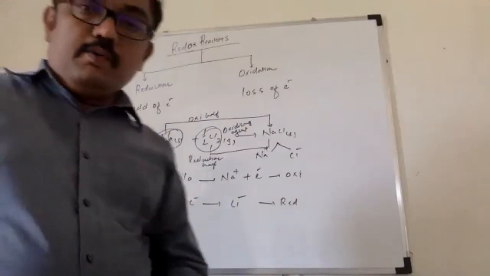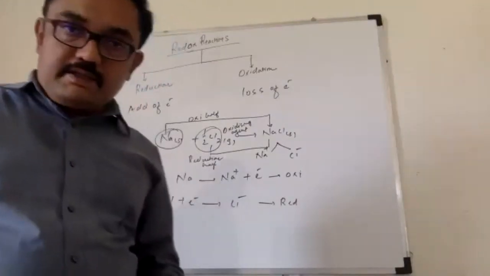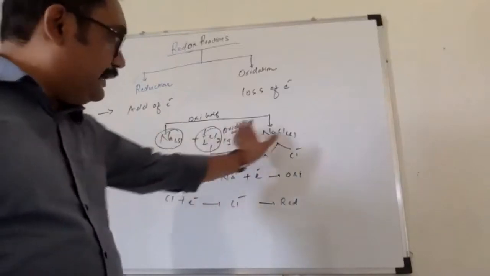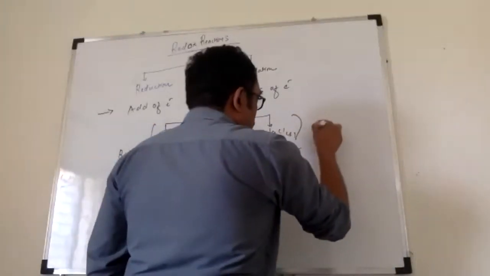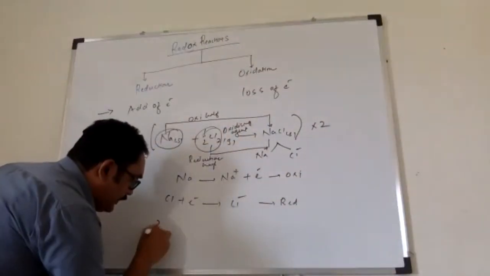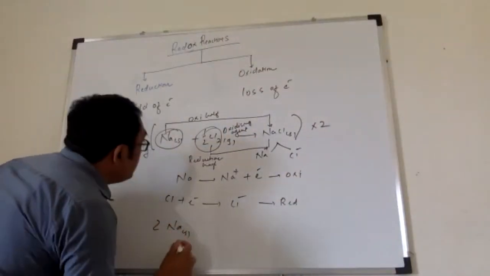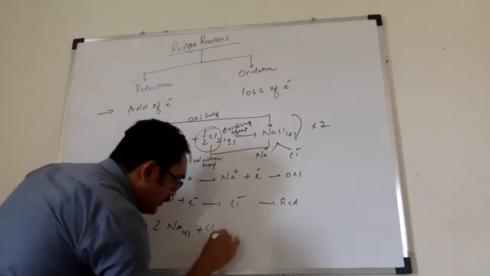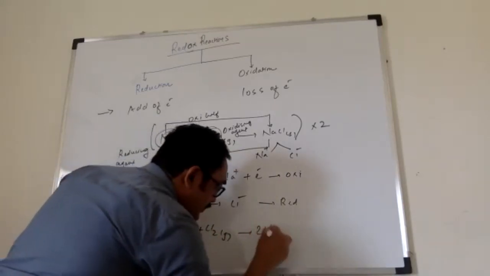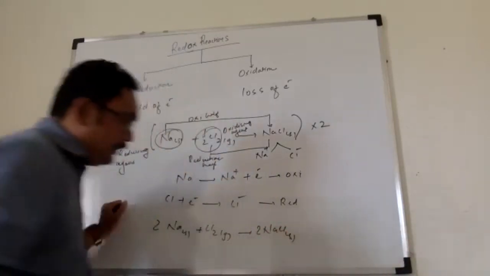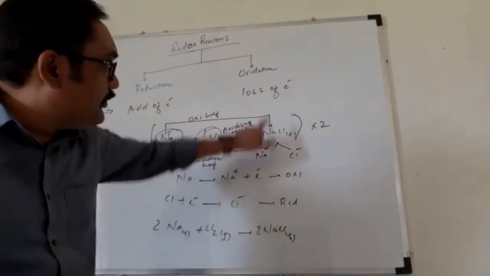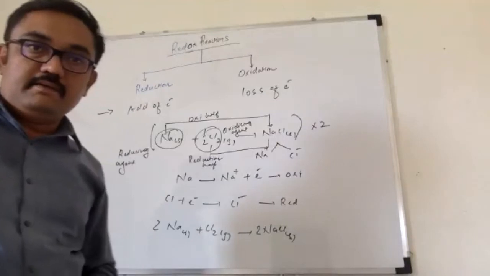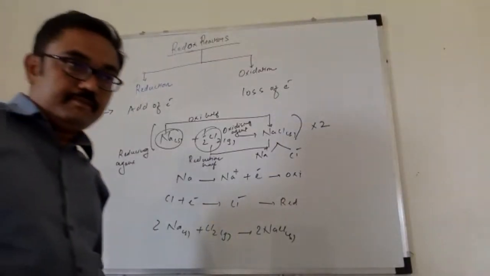If you do not want to involve a fraction in the equation, you can multiply the entire equation by 2. Then this becomes 2 Na solid plus Cl2 gas gives 2 NaCl solid. Now this is for the formation of 2 moles of NaCl, and that is for the formation of 1 mole of NaCl.